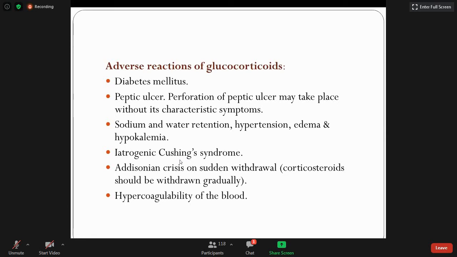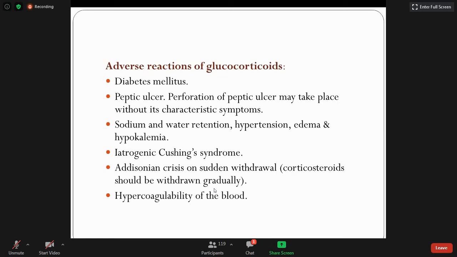Clear? Because we have already discussed, when there is excessive use, it will lead to increased level of glucocorticoid, or a hypersecretory state. Addisonian crisis on sudden withdrawal, right? Corticosteroids should be withdrawn gradually, right? So this is one of the important recommendations, and you must know this.